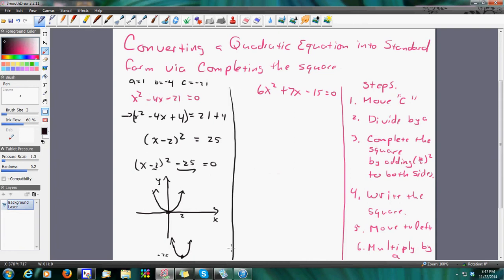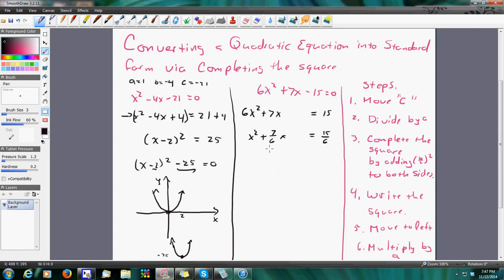I'm going to leave that one up there for now. If I need to erase it, I will. I'm going to do one where a does not equal 1. So same steps. 6x squared plus 7x equals 15. I'm going to divide by 6 now. Ugh. This is going to be, oh my goodness. I should have thought this one out well before. 15 over 6. Ugh. This is getting ugly already.